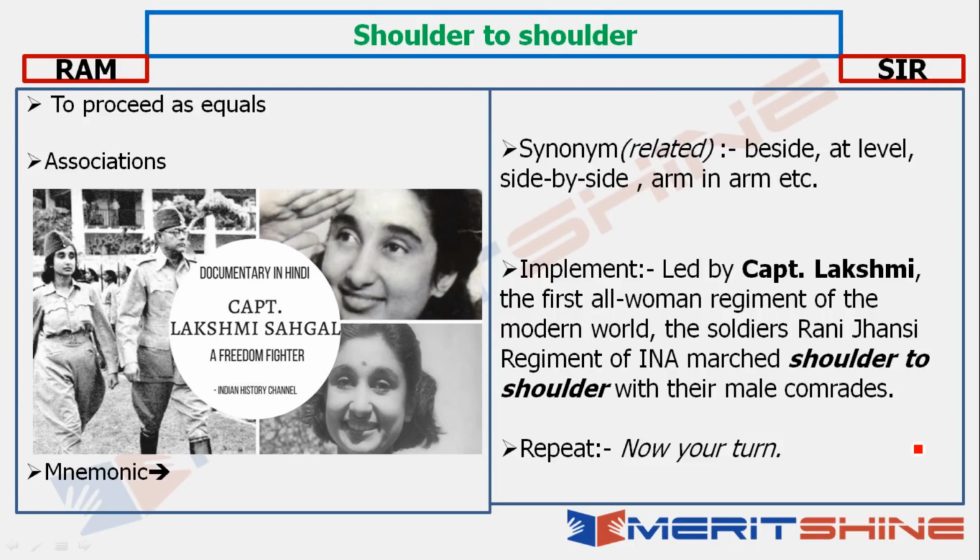Anyway, so synonyms: beside, at level, side by side, arm in arm. Antonym: no relevant antonym. Led by Captain Lakshmi, the first all-woman regiment of the modern world, the soldiers of Rani Jhansi regiment of INA march shoulder to shoulder with their male comrades. Right.